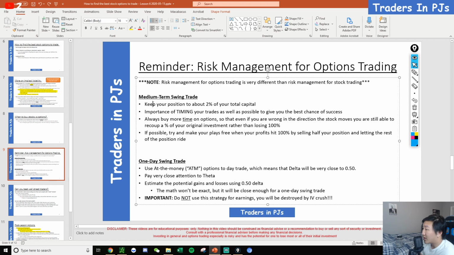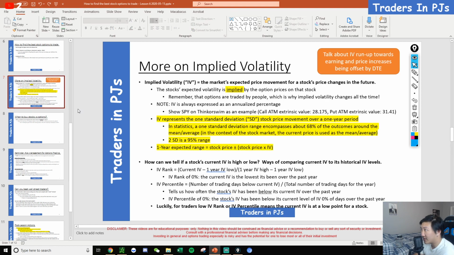Important, do not use this strategy for earnings. Why? Because during earnings, IV is really high, and after earnings, it drops down a bunch. What does that mean for an option price? Coming up to earnings, the price of options won't actually change that much. And you're like, well, what? I thought IV comes up. Yes, IV comes up, and I want to talk about this in my next lesson more.